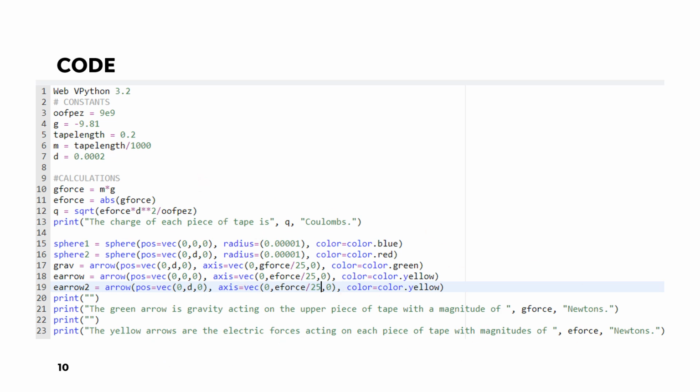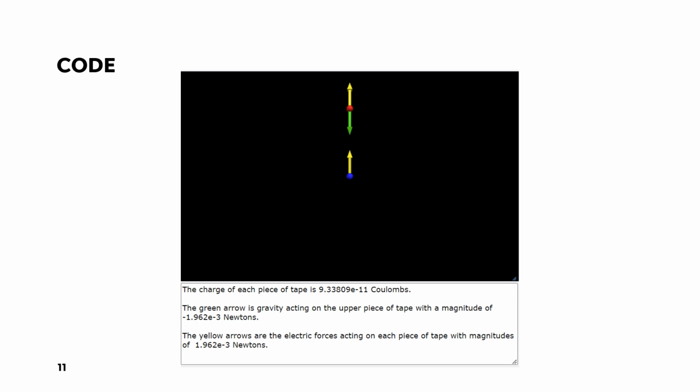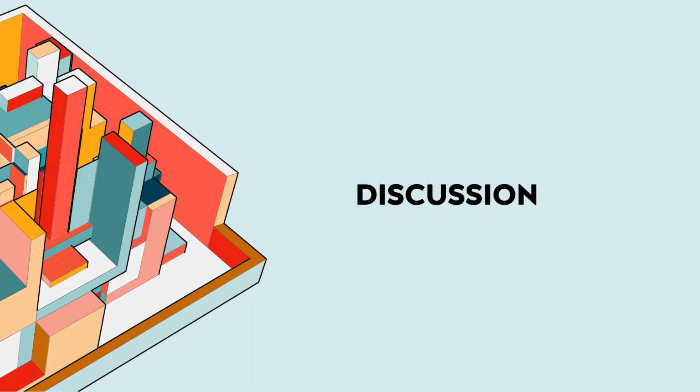All right. So this is the graphic that was produced. Then you can see at the bottom, this is the charge of each piece of tape, and just here's some explanations for the graphics if you want to pause and look at that.